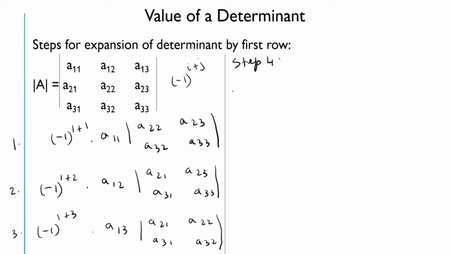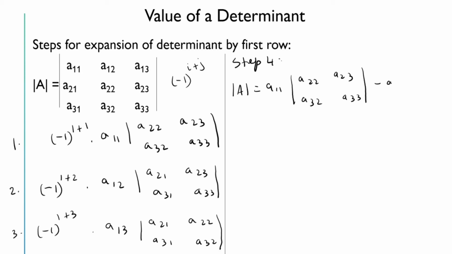So the last step is, we can find the value of the determinant by adding the values obtained in step 1, step 2 and step 3. So determinant of A will be equal to, here we will have minus 1 whole square, so it is plus 1, A11 into the determinant of this 2 by 2 matrix, A22, A23, A32, A33, and then we will have minus 1 the whole cube. Minus 1 the whole cube will be minus 1.